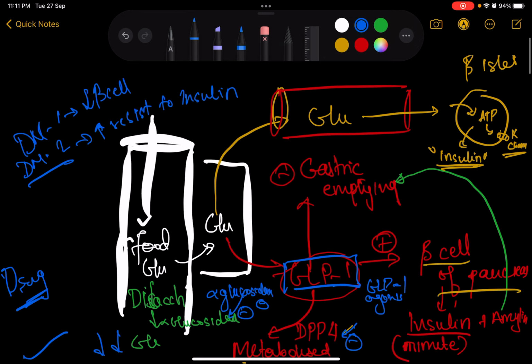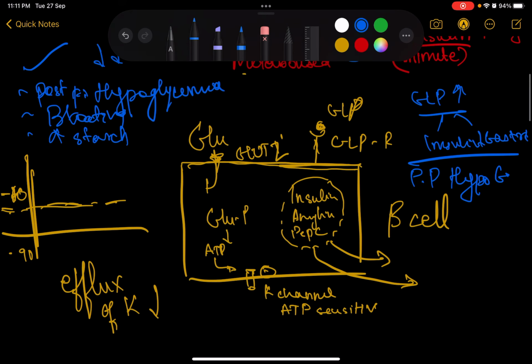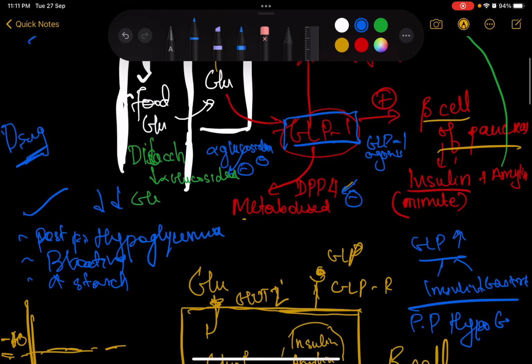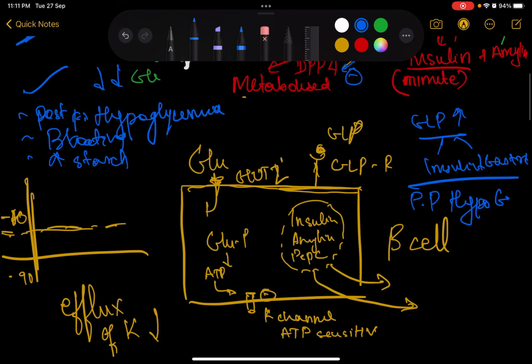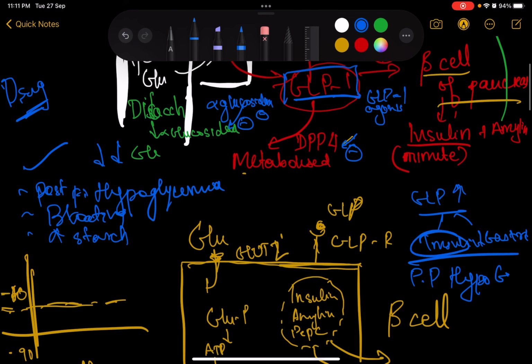So, if there's increased resistance to insulin, increasing insulin might make a difference. But in DM1, there are no beta cells. So if GLP is increased, the insulin secretion will not increase because there are no beta cells. GLP directly cannot induce secretion of insulin because beta cells of the pancreas are necessary. So we can definitely use this in only type 2 DM. I hope this is clear.